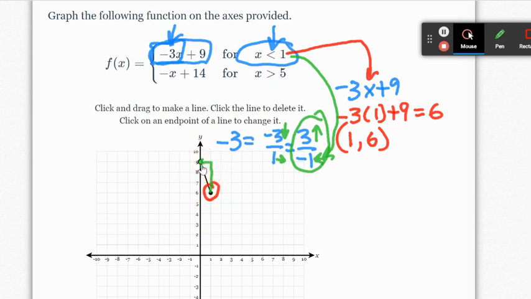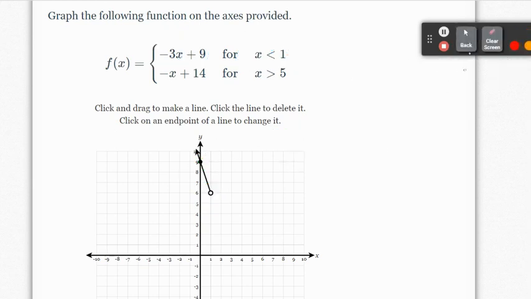And then I'm going to click that dot twice to get the arrow to appear because it needs to continue to take off to the left there. And then this dot needs to be a hole at x equals 1. So let me go ahead and erase the other writing that I have. There we go. So now you can see the whole line there.